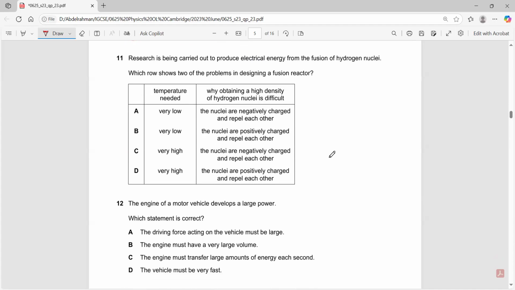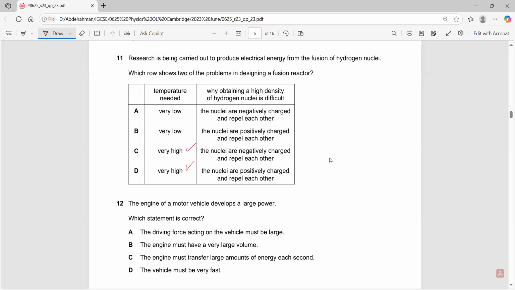Research is being carried out to produce electrical energy from the fusion of hydrogen nuclei. Which row shows two of the problems in designing this fusion reaction? We know that in fusion, like in the sun, when you combine two small nuclei, you can produce huge amounts of energy. The temperature needed, is it very low? No, it's actually very high. We're talking in the hundreds of thousands of degrees, maybe in the millions of degrees.